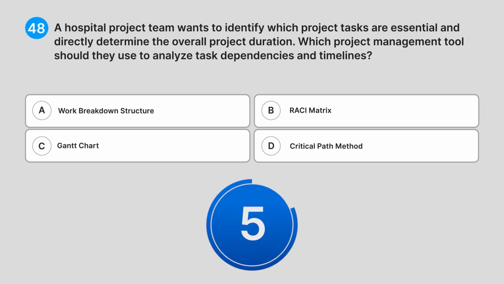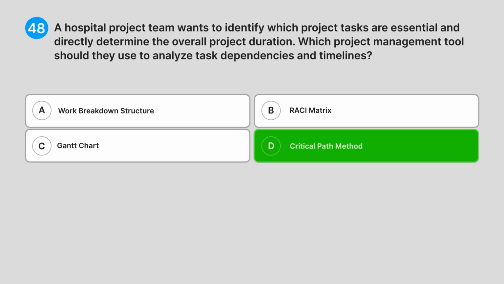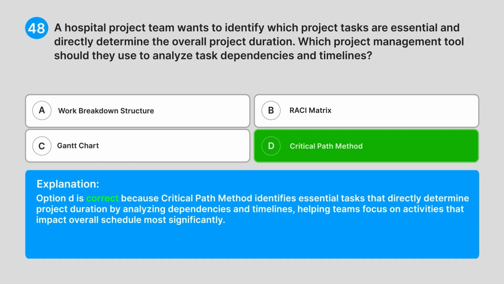Do you know the answer? Correct answer, D. Critical path method. Explanation: Option D is correct because critical path method identifies essential tasks that directly determine project duration by analysing dependencies and timelines, helping teams focus on activities that impact overall schedule most significantly.